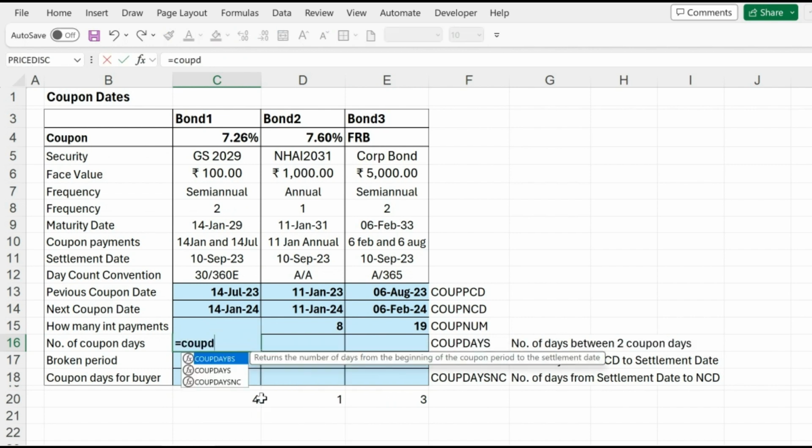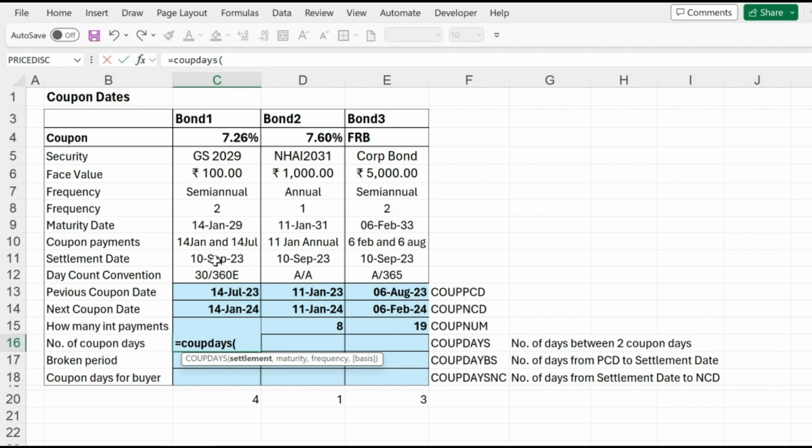COUPDAYS. Now, one thing to remember: though it is asking for a settlement date, the calculation is done in a way that it calculates from the previous coupon date till the next coupon date. So, based on the settlement date and the maturity date, in the back end, Excel finds out what the previous coupon date is, what the next coupon date is, and then does the calculation for you.